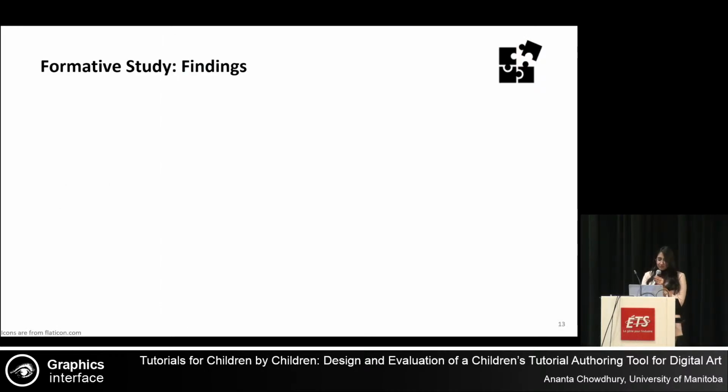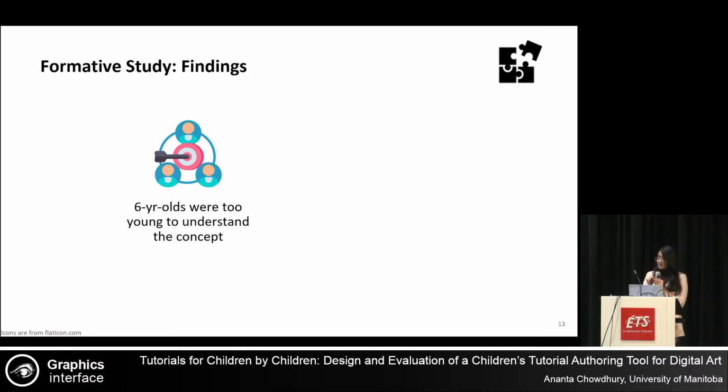From our study findings, we gained insights about the appropriateness of our target age range. In our participatory design sessions, we observed that the younger children, who were 6 years old, had difficulty understanding the concept of capturing workflows. And the remaining 6 older children were able to grasp the concept better, which indicated that 7 to 11 would be a better age range for our approach.